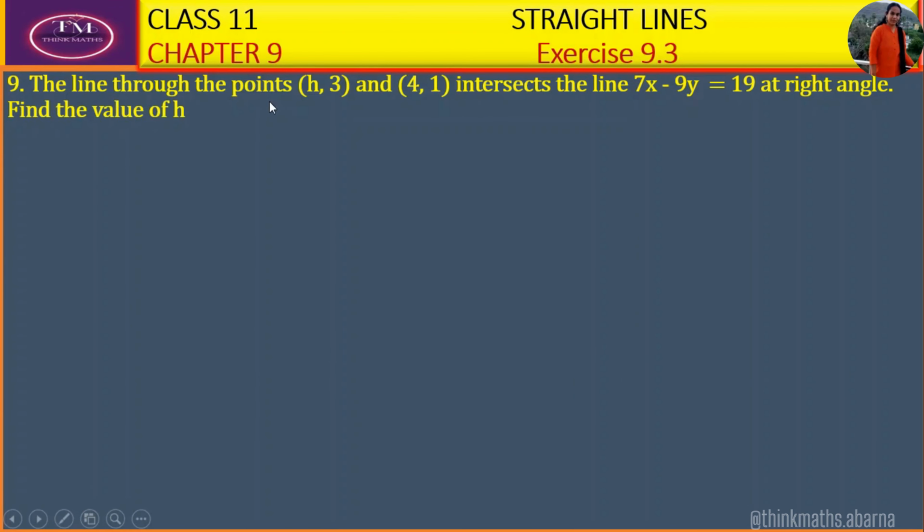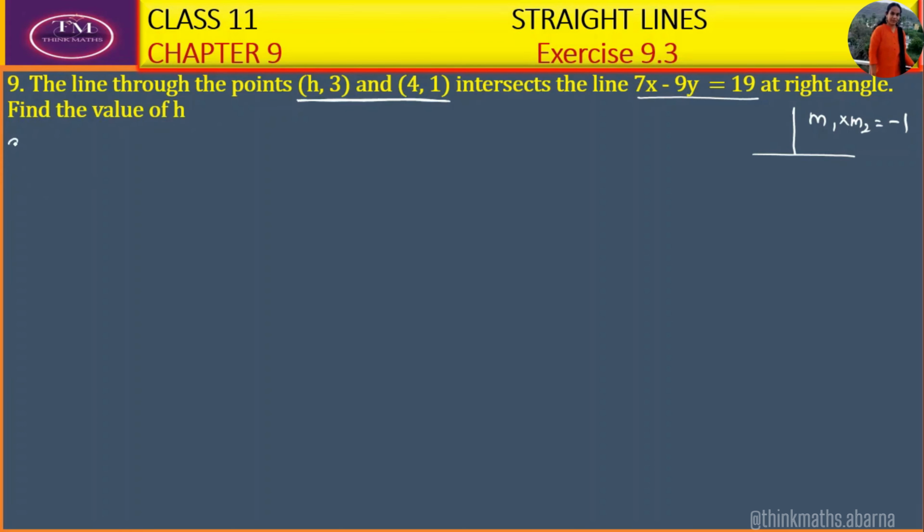The line through the points h, 3 and 4, 1 intersects the line at right angle. Find the value of h. Okay. So if the two lines are perpendicular, we have the product of their slopes equal to minus 1. These are the points for one line, and this is the equation of another line. So if you find the slope for both these lines and multiply them, we will get an equation and we can find the value of h.